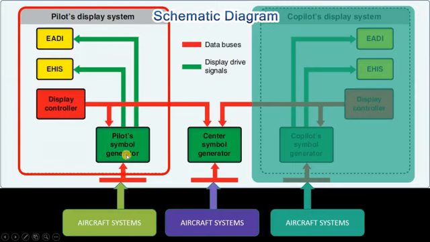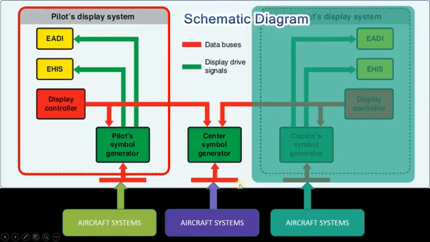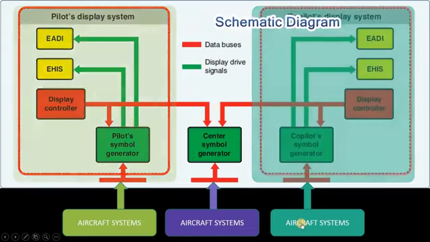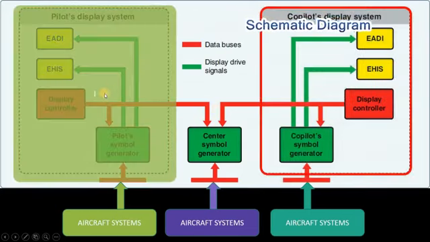We have three symbol generators. This symbol generator is related to the pilot's display system, this one is related to the co-pilot's display system, and this centralized symbol generator is related to the ECAM as well. The pilot and co-pilot display schematic diagrams are the same, so we move forward.